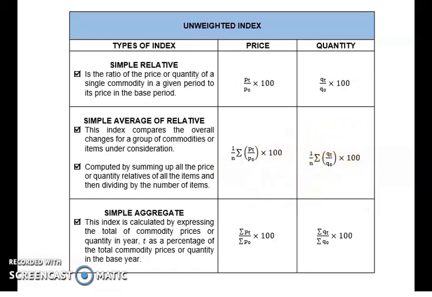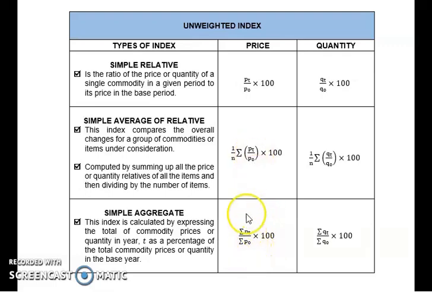Okay, last one under unweighted index, simple aggregate index. So this index is calculated by expressing the total of commodity prices or quantity in the current year as a percentage of the total commodity prices or quantity in the base year. So the formula is summation of current year price divided by summation of base year price, then multiply by 100.